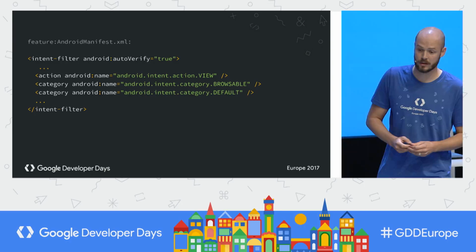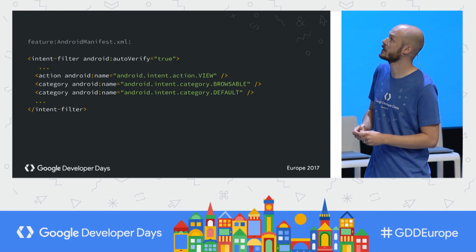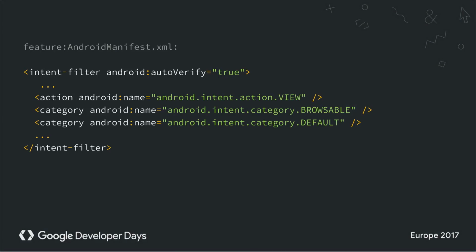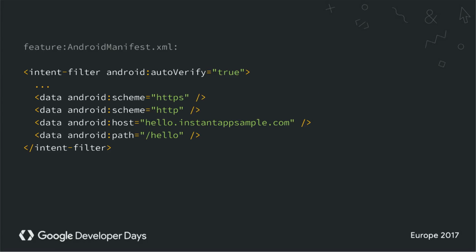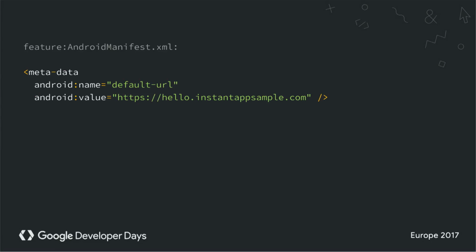In order to make that all happen and to make it work, you have to have an activity that has the Android auto verify set to true in order to have the app links available, and you have to set the action view and category of browsable, and your default activity that you already have has to have the default category as well. Then you associate your URL to your activity, and for your default activity, what you have to do is give it some metadata to have a default URL that it can fall back to if none of the other ones is applicable.